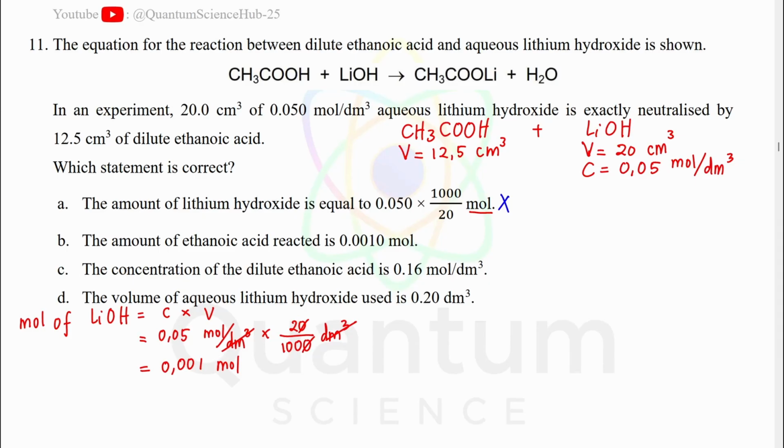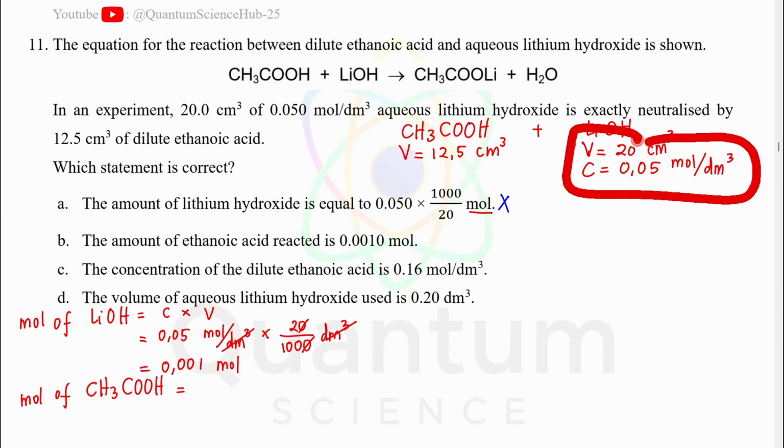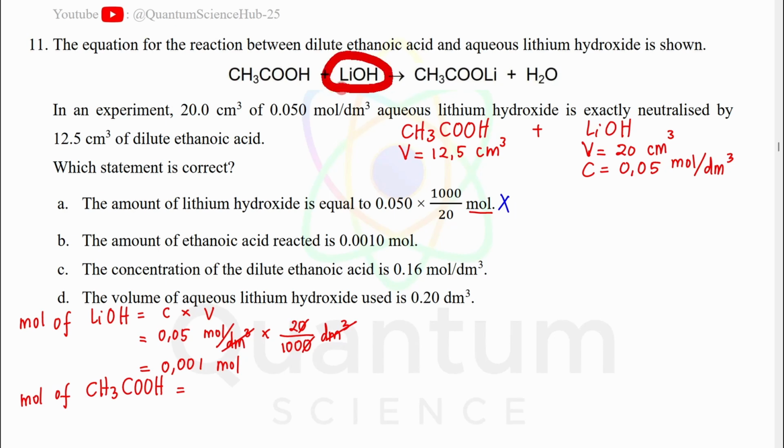So option A is wrong. Option B, the amount of ethanoic acid is 0.001 mole. Okay, let's find the mole of ethanoic acid, CH3COOH. So this is the reference, right? Because we can find the mole. So we want to find the mole of CH3COOH. So it is 1:1 out of the reference. Okay, so 1 out of 1 times the mole of the reference is 0.001 mole. So this is also 0.001 mole. So this is correct.